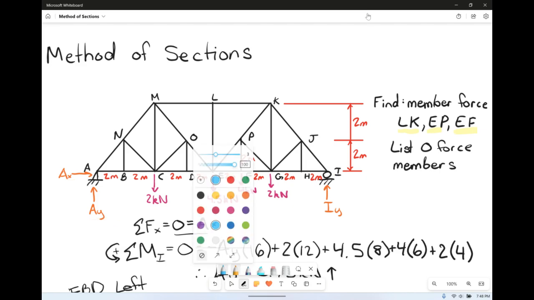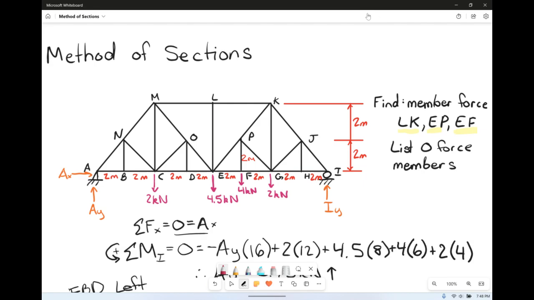So let's see if we can figure out any zero force members from this diagram. What we want to do is isolate some joints. So let's isolate, say, joint L. What's going on at joint L? If we just break joint L into its own free body diagram, if you are to sum the forces in the y direction, you only have one member. So that one member must be equal to 0. So this member is a zero force member.